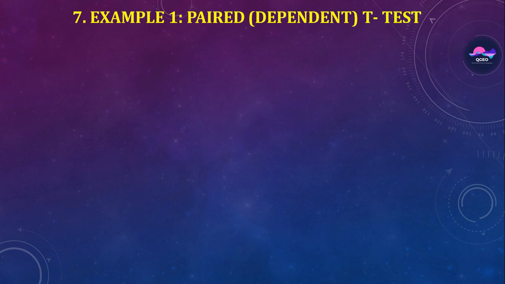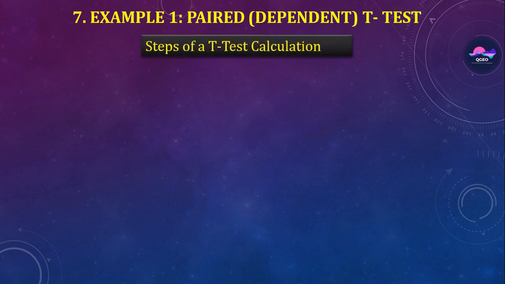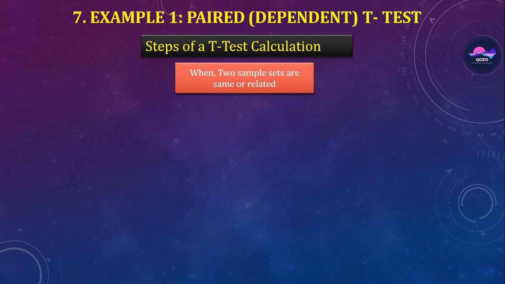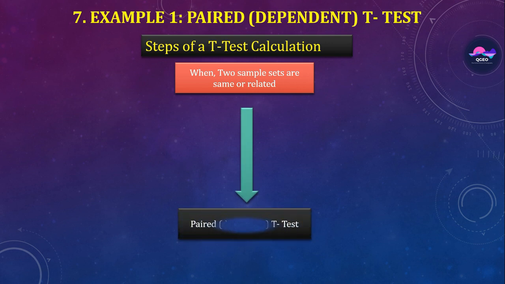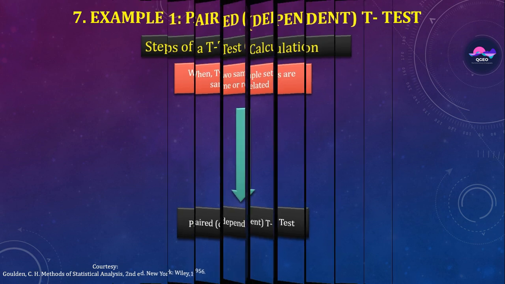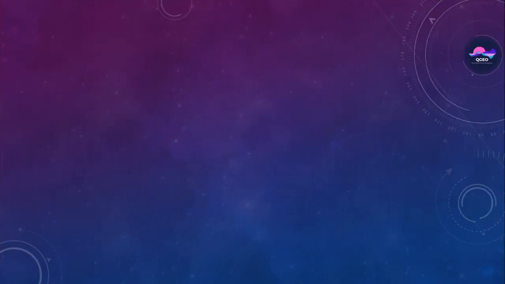Example of a paired or dependent t-test. Steps of a t-test calculation when two sample sets are the same or related, then we use the paired or dependent t-test. Here are the steps of a paired t-test.